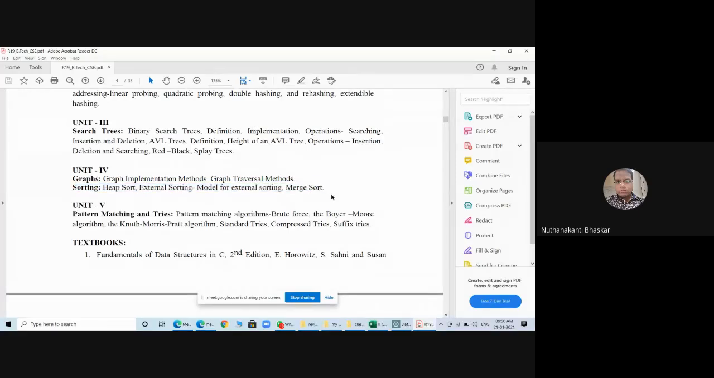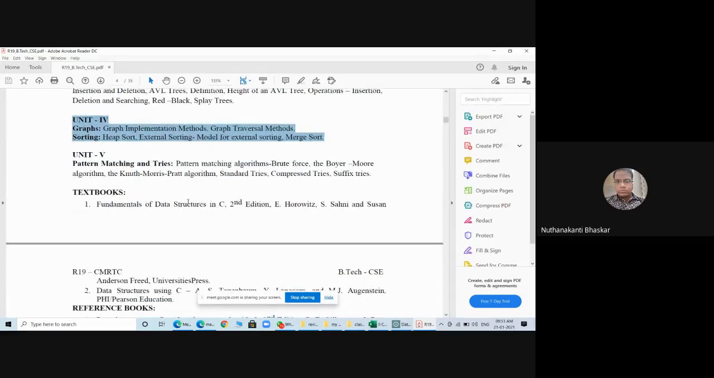All things are clear, right? We covered the complete fourth unit, right? Along with some extra sorting techniques, that is insertion, bubble, and selection, because they are there in the laboratory. So I covered those sorting techniques also. Clear? Now coming to the fifth unit.